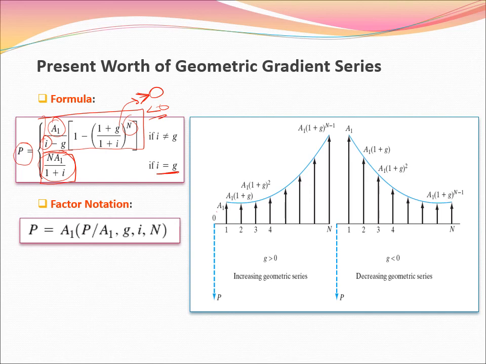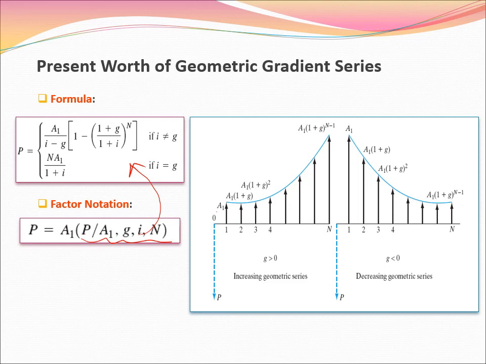Okay, so we can represent this with factor notation using this. P given A1, G is the increase rate in the cash flows, I is the interest rate, and N is the number of periods. But the thing is, if you look at the back of your book to the factor tables, you will not see these factors in those tables. So these factors do not appear in the factor tables. We just use this for notational simplicity. In order to calculate this value, we need to use this formula over here.